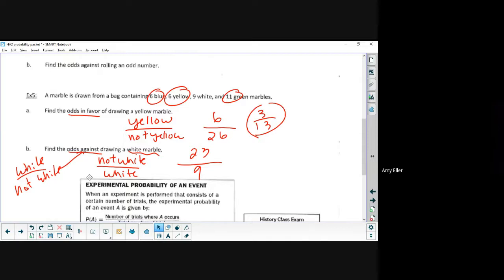Okay, experimental probability. We talked about this. I will read the paragraph. Experimental probability of an event. When an experiment is performed that consists of a certain number of trials, the experimental probability of event A is given by the number of trials where A occurs. Not how many times you think it will occur, how many times it actually occurs over the total.